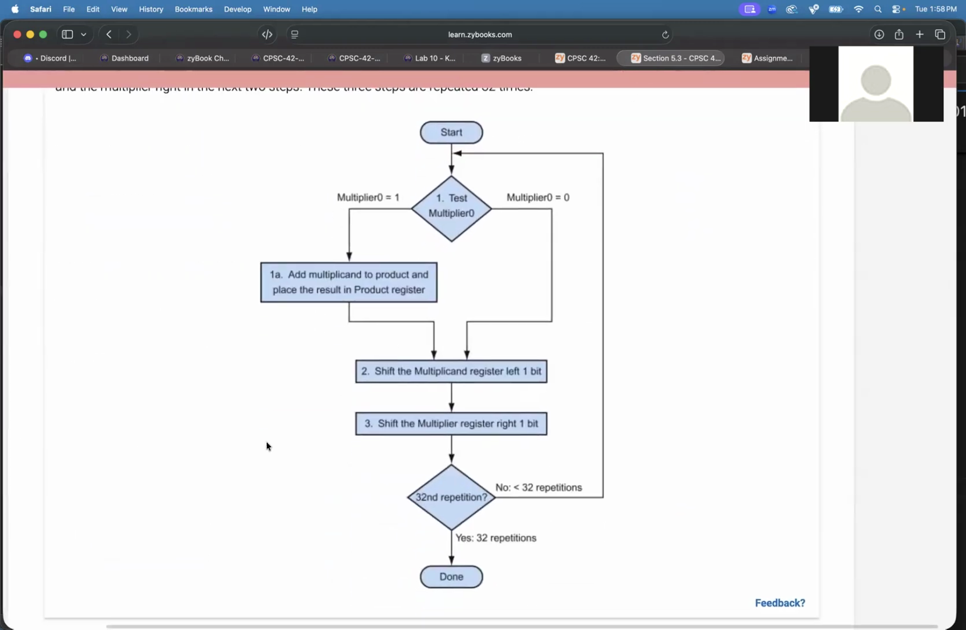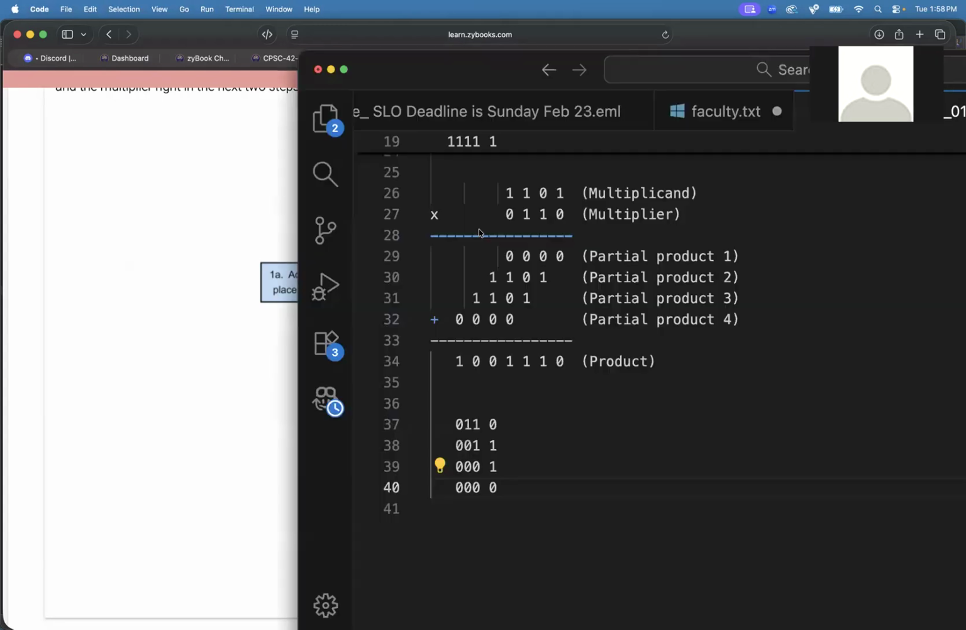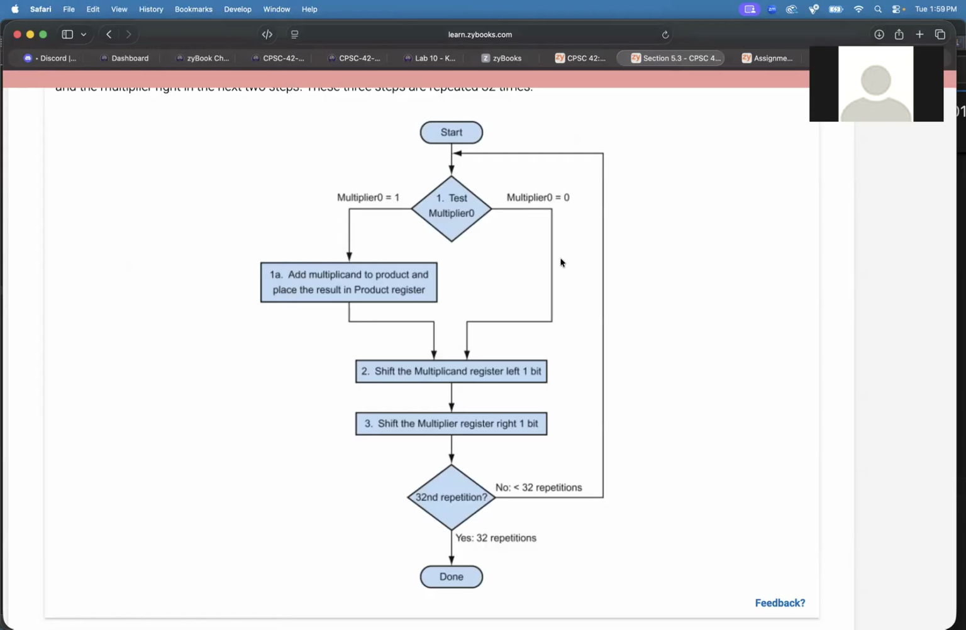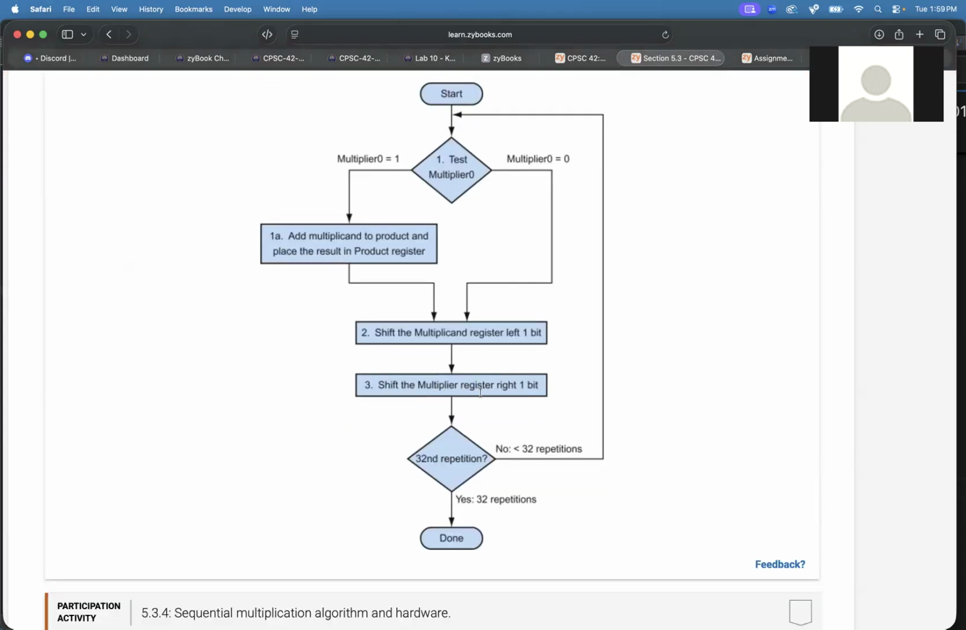All right. So here's the logic actually written out into the flowchart. Start, look at the first bit. If it's 0, we don't add anything, right? Because if this digit is 0, that means we should be adding 0. But you don't need to actually add 0. So we do nothing here. And then we shift the multiplicand register left, shift the multiplier register right, then check if we're done.